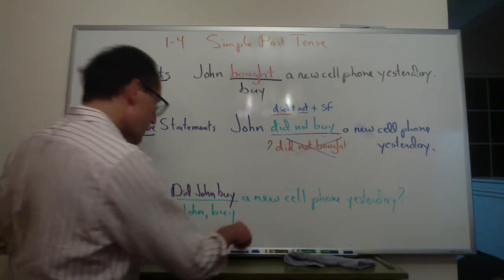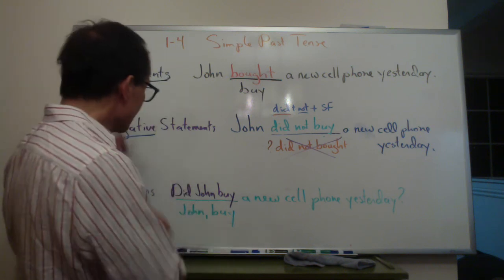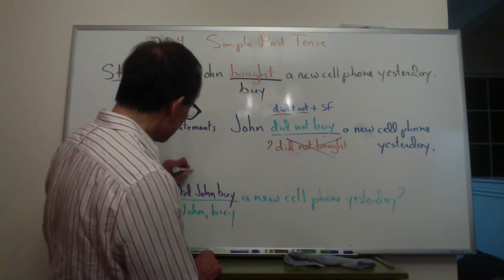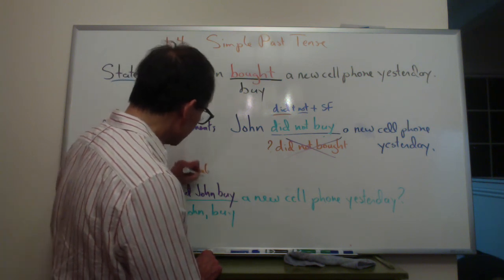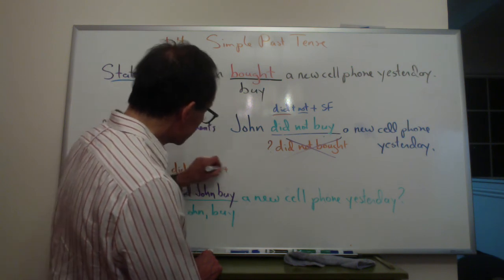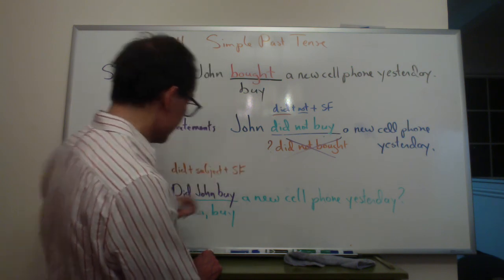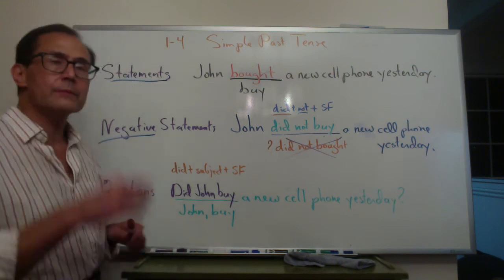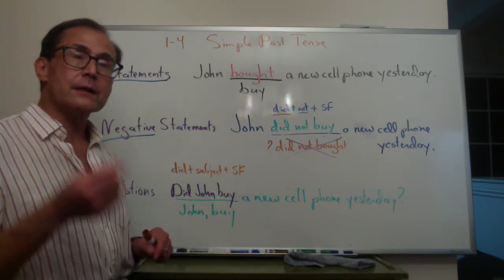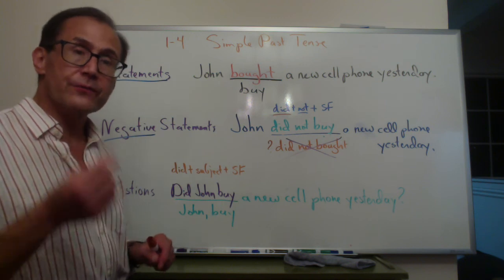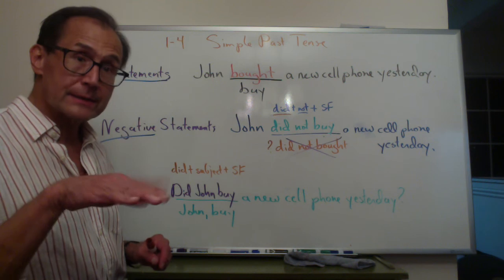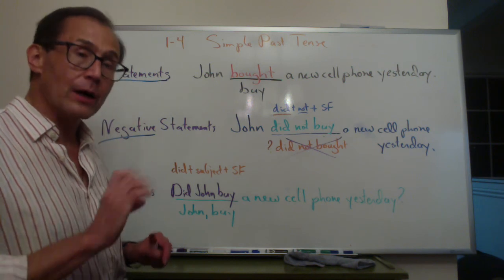Let's take a look at what I've got here. Here I have did plus subject plus simple form. Remember, simple form, I think I said it in an early video, but if you didn't watch that, simple form is the form that you look up in the dictionary. It's the form of the verb with no S, no ed, no ing.